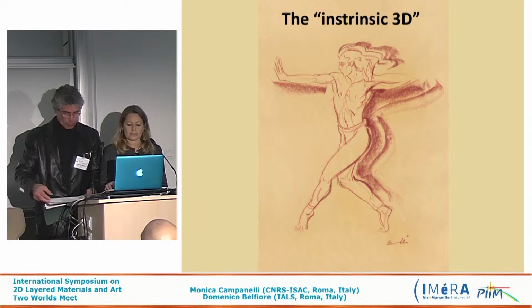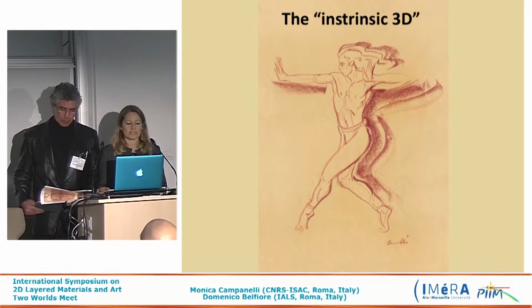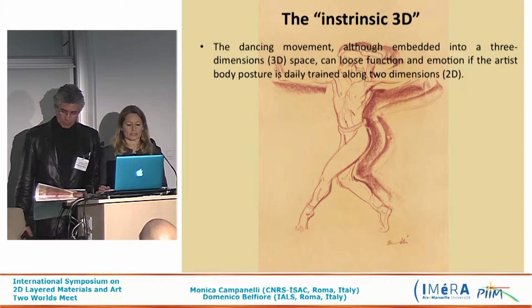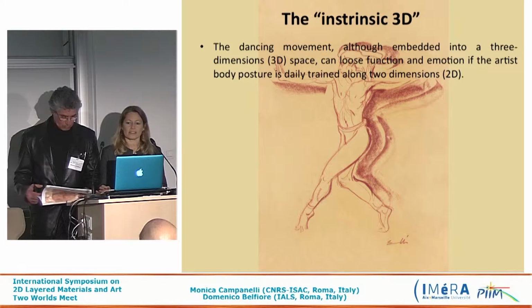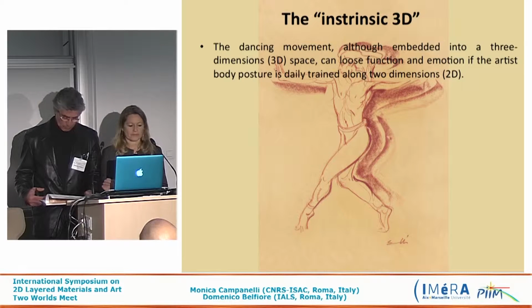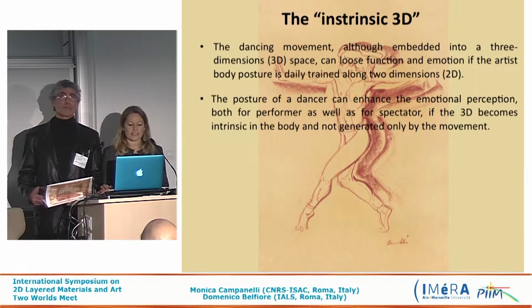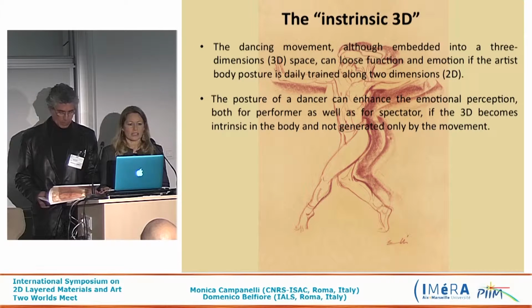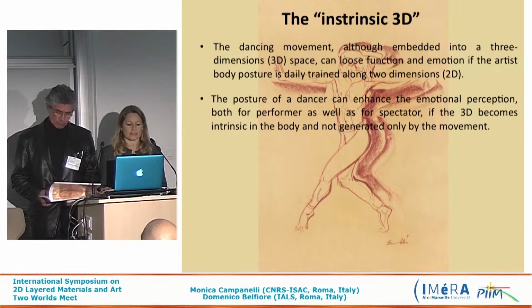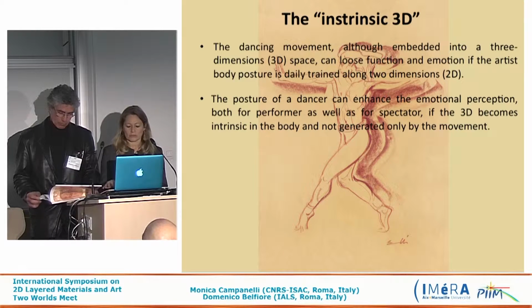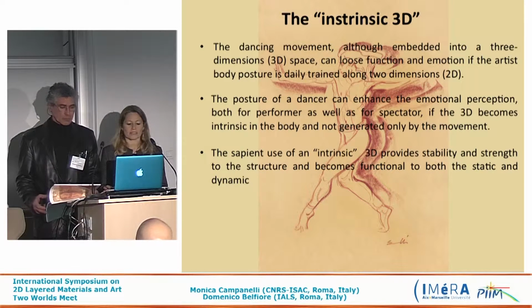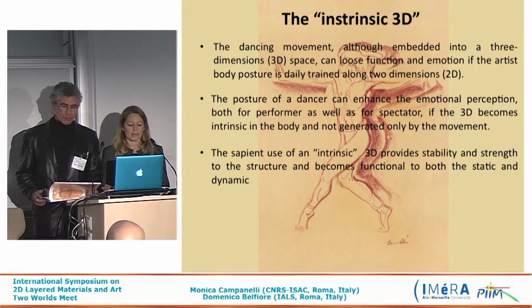The intrinsic 3 dimensions. The dancing movement, even if it is embedded in 3-dimensional space, can lose function and emotion if the artist's body posture is trained daily along 2 dimensions. The posture of a dancer can enhance the emotional perception, both for the performer and for the spectator, if 3-dimension becomes intrinsic in the body and is not generated only by the movement. The sapient use of the intrinsic 3 dimensions provides stability and strength to the structure and becomes functional to both the static and the dynamic.